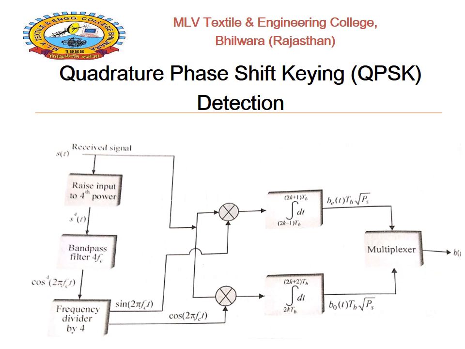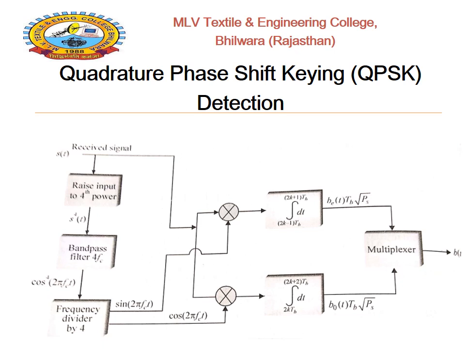So there are 2 basic inputs to the multiplier. The first input is the received signal, another input is sin 2 pi fc t, for the upper part of the multiplier. When we consider the lower part of the multiplier, there are 2 inputs. One input is the received signal and another input is cos 2 pi fc t. Okay, and the output of the multiplier is given to the integrator, and the integrator provides the output BE of t TB under root of PS for the above part, and the below part provides the BO of t TB under root of PC.